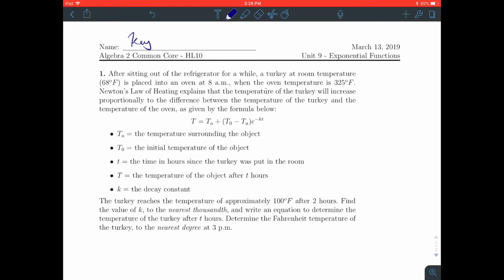There's a correction that was made to the problem. Lowercase t is the time in hours since the turkey is put in the oven. After sitting out of the refrigerator for a while, a turkey at room temperature, 68 degrees Fahrenheit, so this is the initial temperature of the turkey, is placed in an oven at 8 a.m. When the oven temperature is 325 degrees Fahrenheit, Newton's law of heating explains that the temperature of the turkey will increase proportionally to the difference between the temperature of the turkey and the temperature of the oven, as given by the formula below.